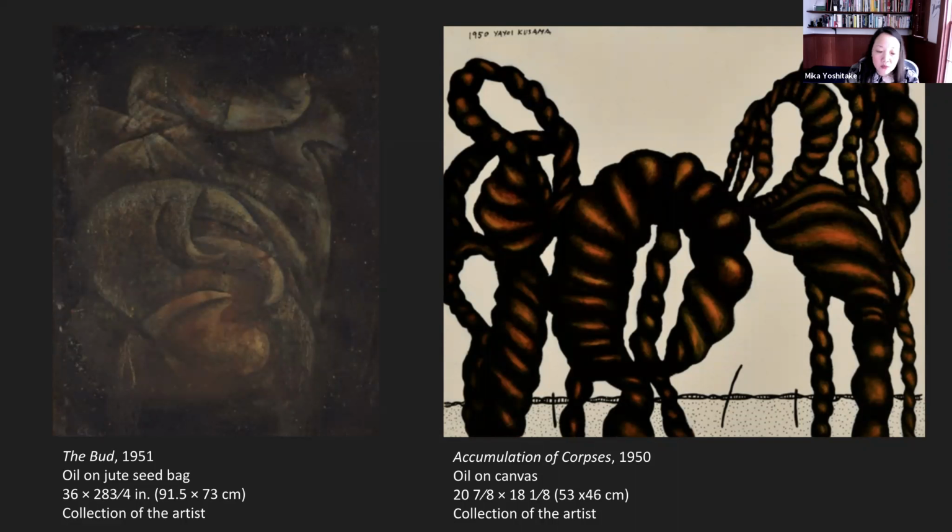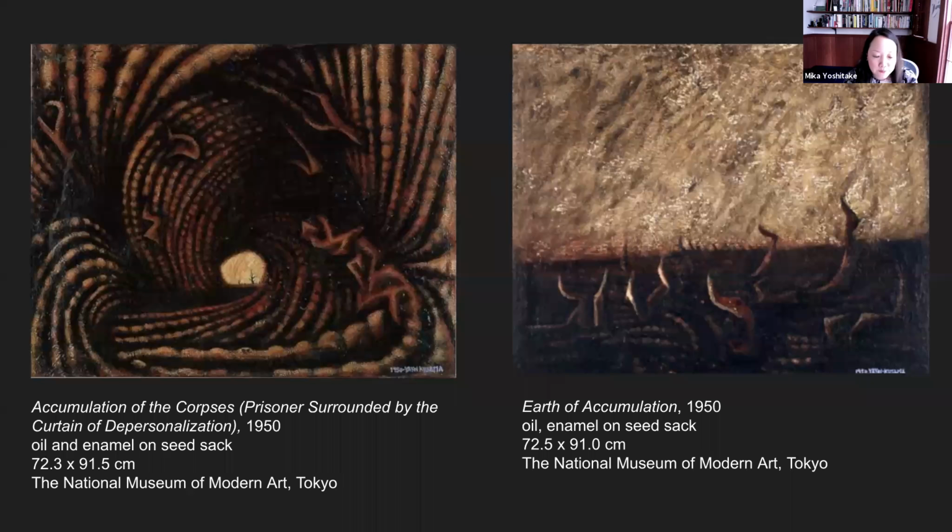Kusama's repeated use of the term accumulation in the title of several paintings produced that year, including Earth of Accumulation, in which tentacles emerge from a barren field, and The Accumulation of Corpses, prisoners surrounded by the curtain of depersonalization. These works attest to her interest in accumulation itself as a living organism and a slowly accruing outburst of raw human emotion that have become uncontrollable as one faces the ends of the earth.